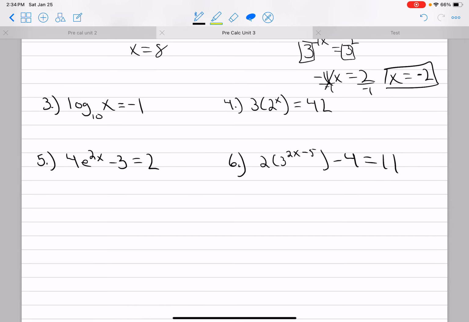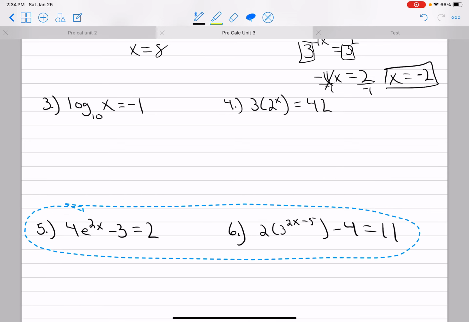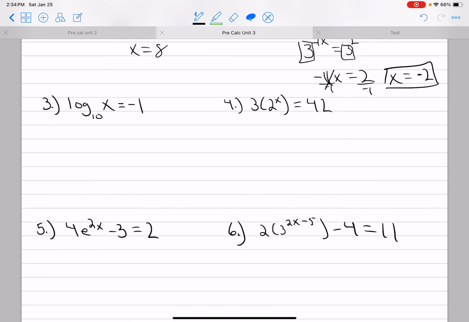Write down number 3 for me, please. And why don't you try to solve number 3 on your own? I bet you can try to solve that without me. How are you going to get x by itself? Cool. Check what you did and see if it agrees with what I did.